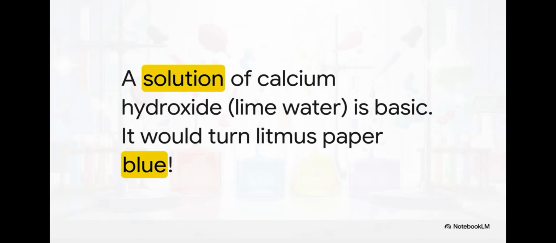And this is where it gets really useful. The notes give us a perfect real-world example: lime water, which is just a solution of calcium hydroxide. Since we know that's a base, what would happen if you tested it? Exactly. That litmus paper would turn blue, just like we saw.